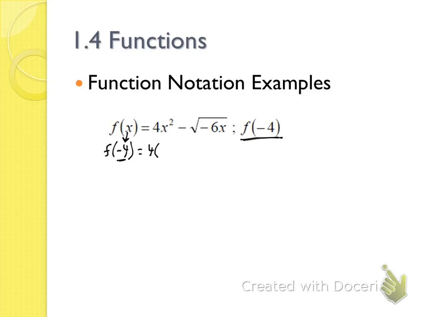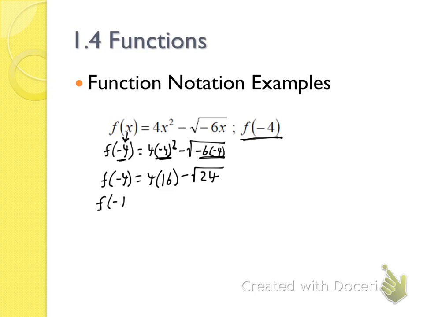So 4 times x squared becomes 4 times negative 4 squared, minus the square root of negative 6 times negative 4. And if I remember my order of operations, I have to do parentheses and exponents first, so I got to do this first. So negative 4 squared is 16. Then I also got to handle what's inside here, which would make that the square root of 24.